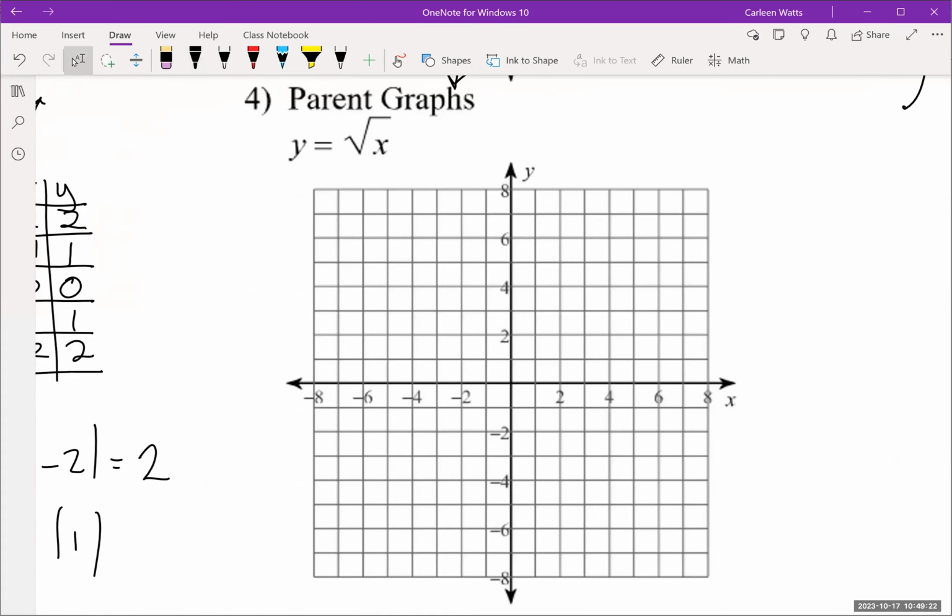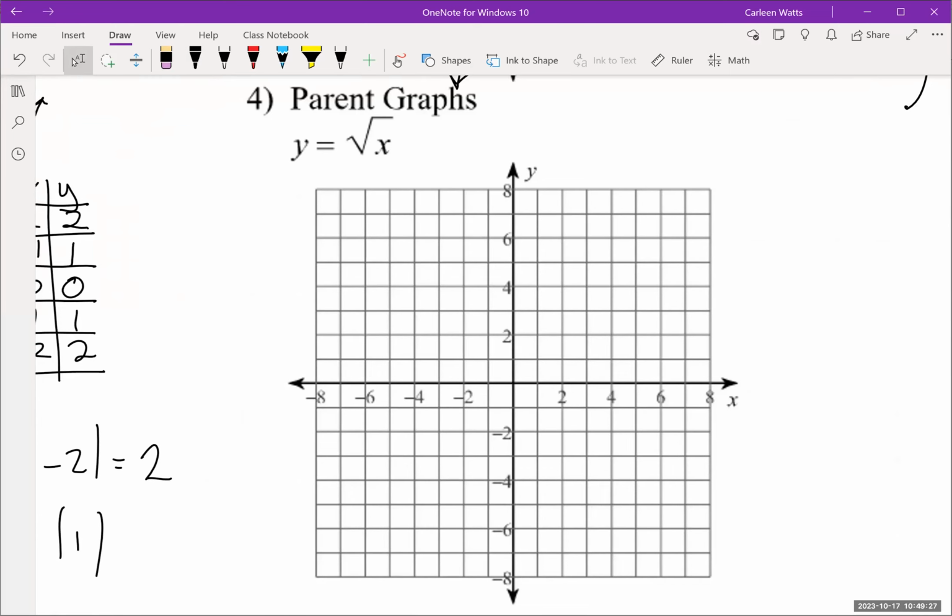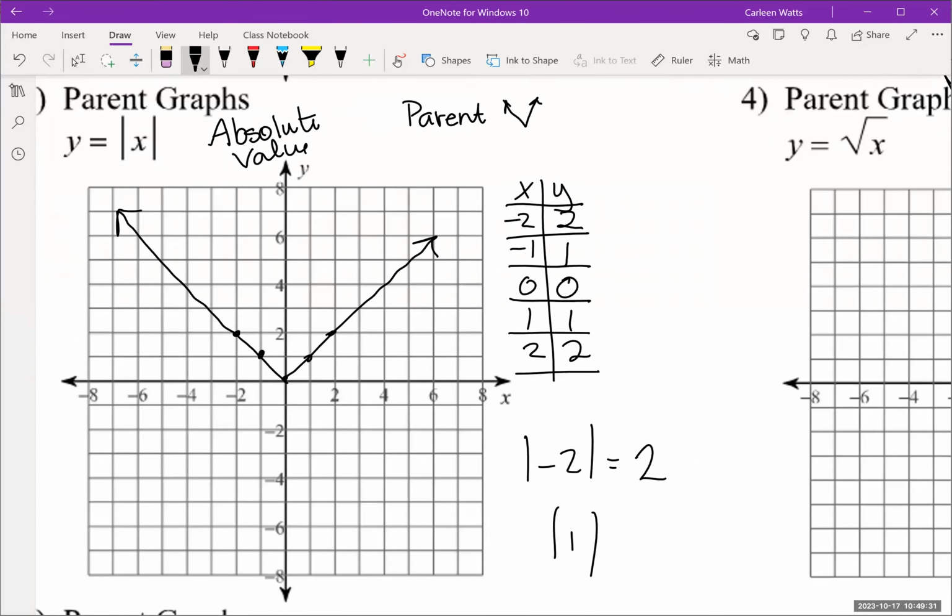Yes. For today. And then we're going to start to shift them. So, good question. This is the vertex.